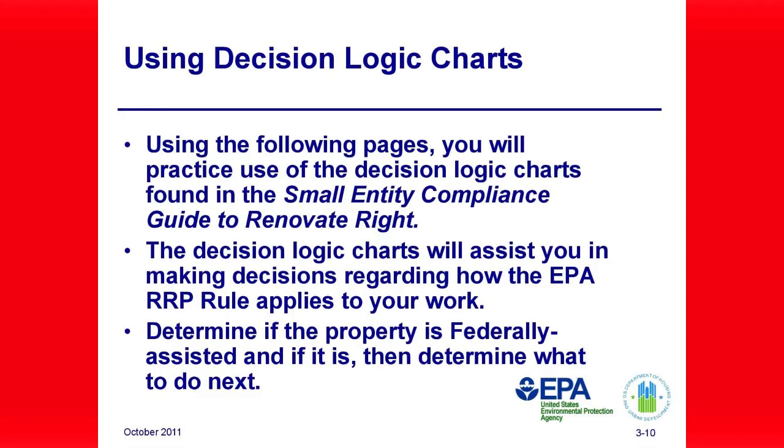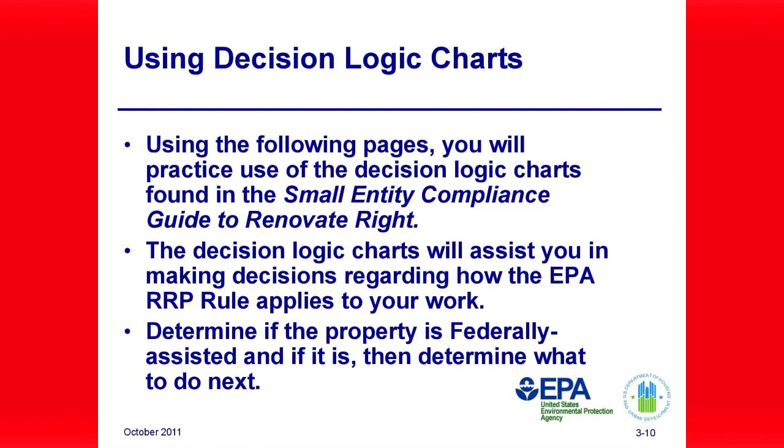Now you can see in flow chart number 2, which is the next page, how do I comply with the pre-renovation education requirements? You have the 4 boxes on the left-hand side: renovations in owner-occupied dwelling units, renovations in tenant-occupied dwelling units, renovations in common areas, and renovations for child-occupied facilities.